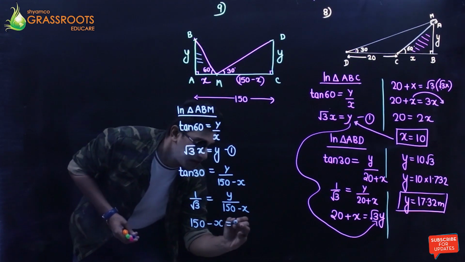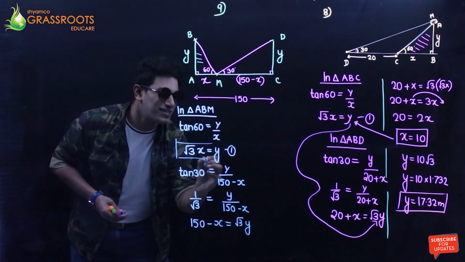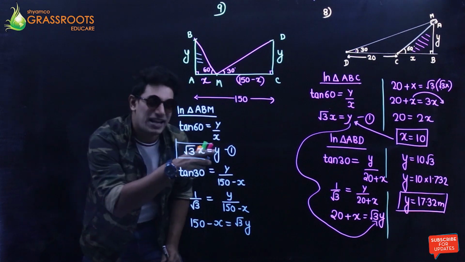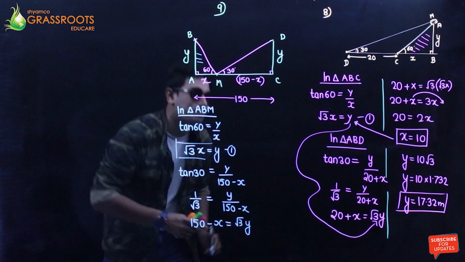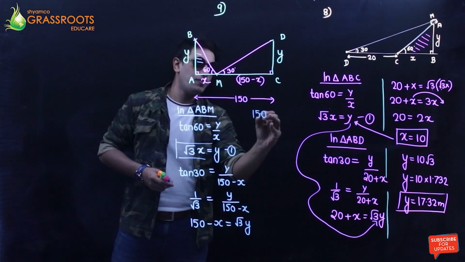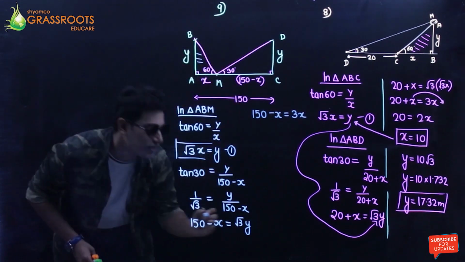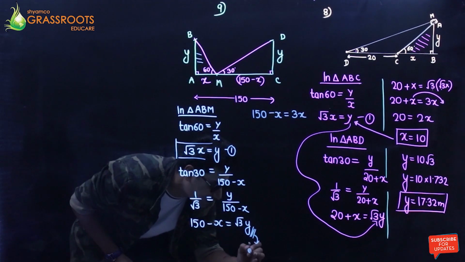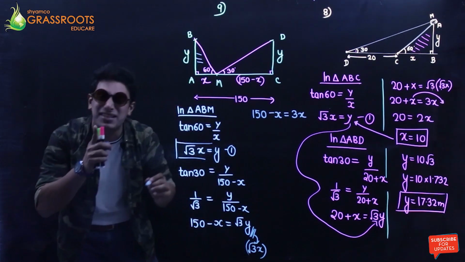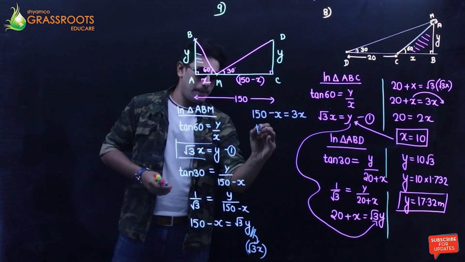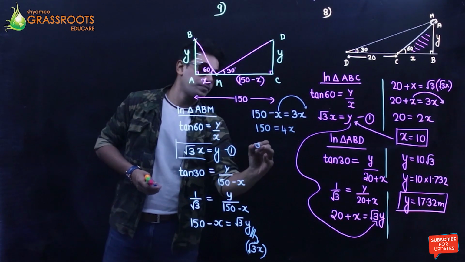150 minus x is equal to root 3 into y. Can I substitute just like the previous sum? In place of y, I will be putting root 3x out here. So you have 150 minus x is equal to 3x, because if you substitute root 3x, root 3 into root 3 is 3, it becomes 3x. So 150, shift it on the other side, is equal to 4x.